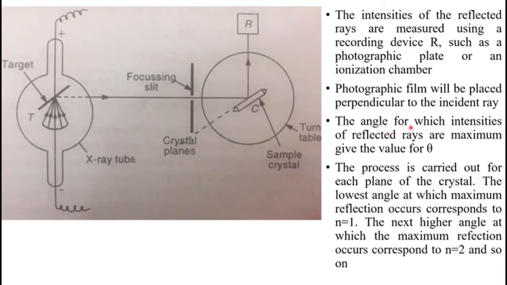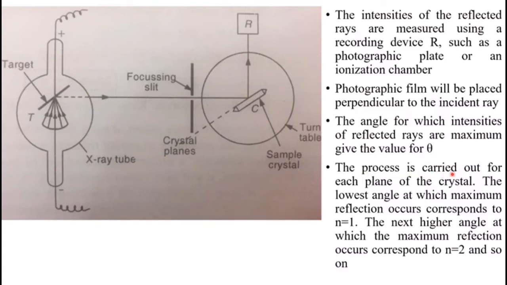The angle for which the intensity of the reflected rays is maximum gives the value of theta. So here we will be getting different angles of diffraction for different lattice planes, and the angle for which the intensity is maximum gives the value of theta. Each plane may give different angles for diffraction. Maybe 4 sets of diffraction angles will be possible with each plane. So the one with maximum intensity will give the value of theta.